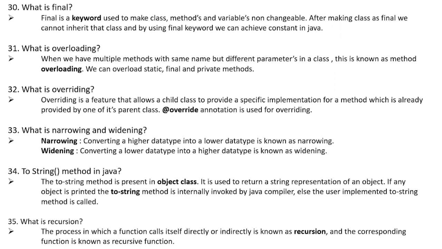34. toString method in Java? The toString method is present in the Object class. It is used to return a string representation of an object. If any object is printed, the toString method is internally invoked by the Java compiler, or else the user-implemented toString method is called.